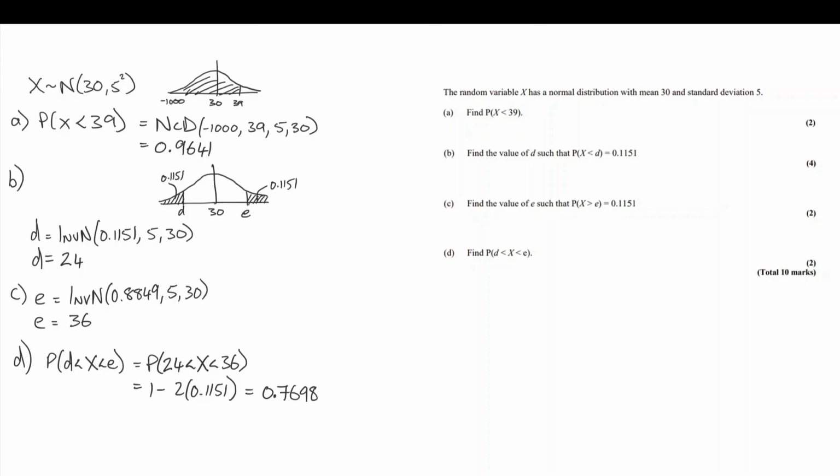Some students may not recognize this, especially if they haven't produced a diagram, and might go the longer way around of actually calculating using the NCD function. So the NCD for the unshaded region, the minimum we're interested in is 24, maximum is 36, standard deviation and the mean, and we get an answer, not as accurate of an answer, we get 0.7699. But both of them are the same to 3 significant figures.